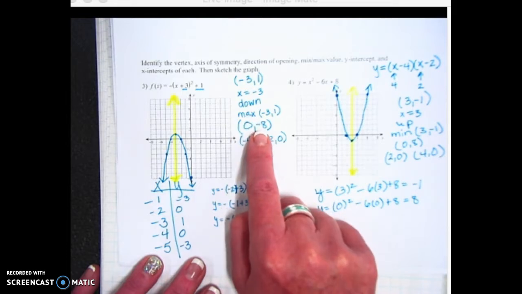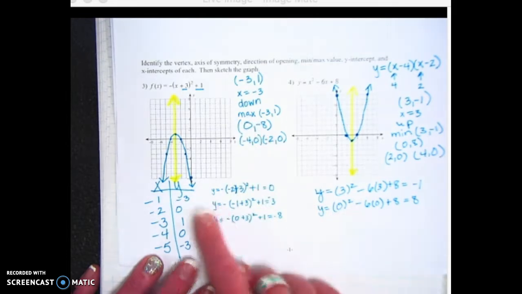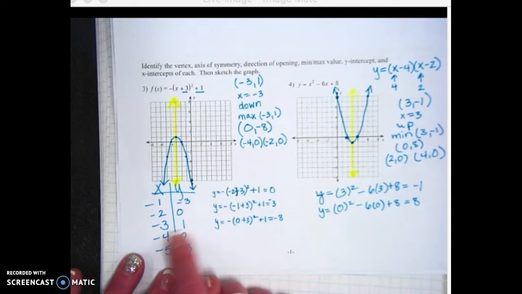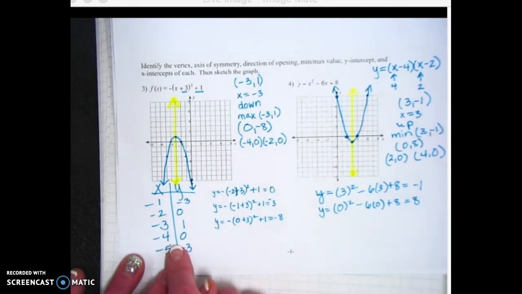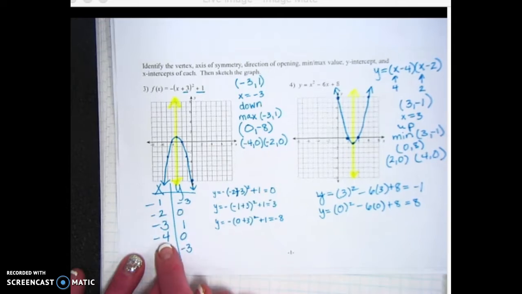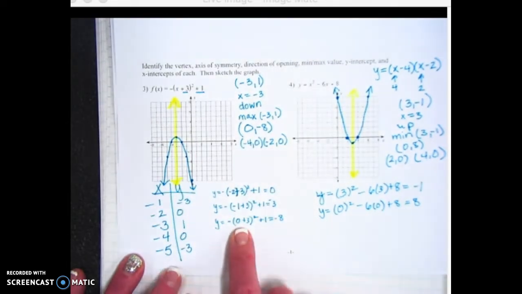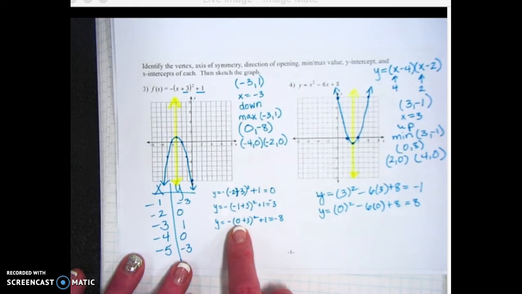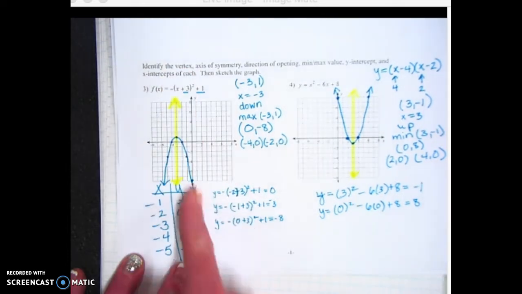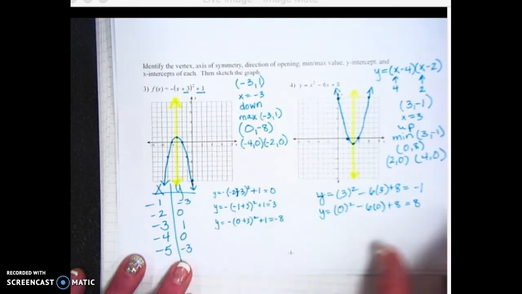And then I used the t-chart to say, okay, here's my vertex. So I picked a couple points to the left and to the right. And I found that I have 2 x-intercepts, one at -2, and one at -4. And then to find where it crosses the y-axis, I plugged in 0. So if you plug in 0, you get -8. So there's a y-intercept at -8.